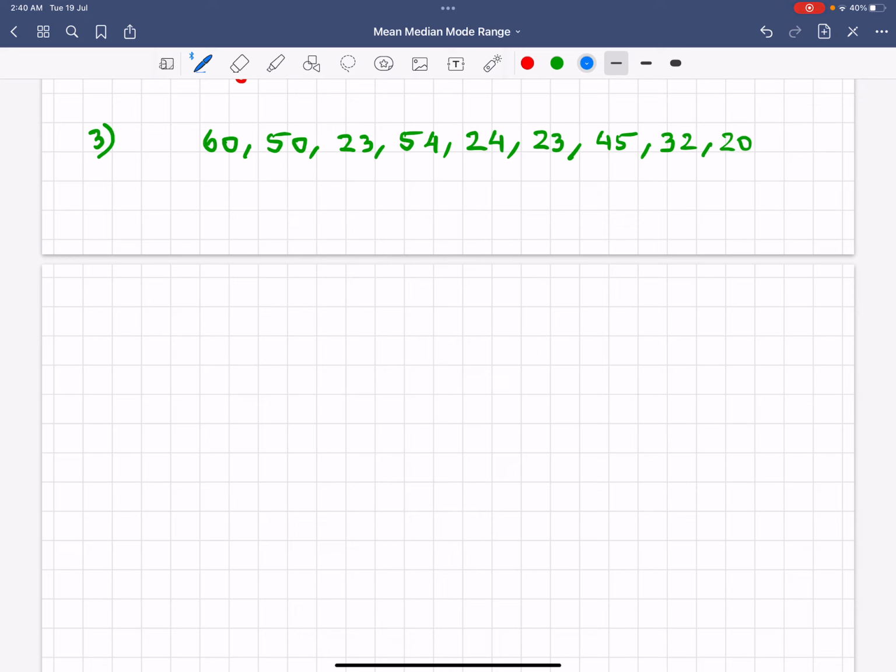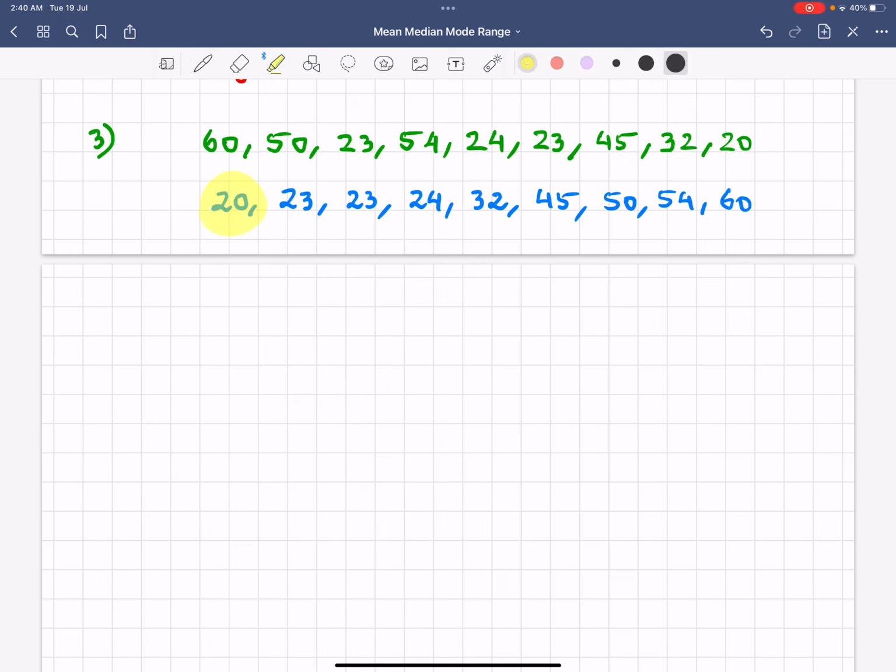You can pause the video and try and do this question and then check the answer. So 20, 23, 23, 24, 32, 45, 50, 54, and 60. So this is when I write the numbers in ascending order.